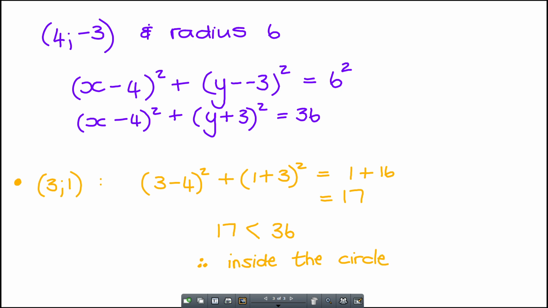Okay, so therefore inside the circle. Okay. Any questions so far? Hoe lyk dit? Is julle alright? Goed.